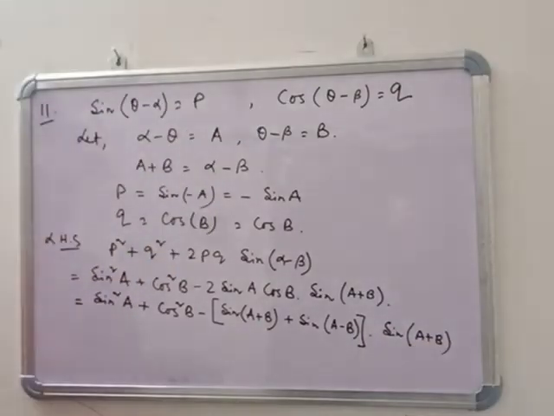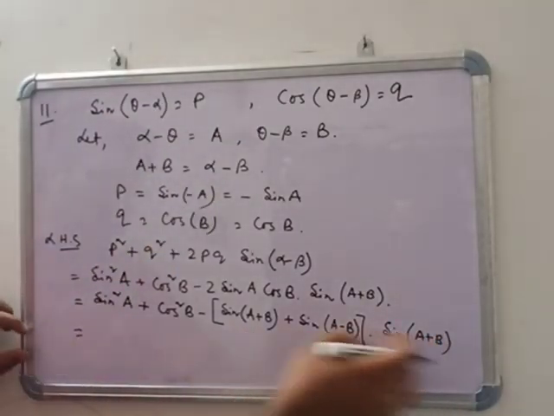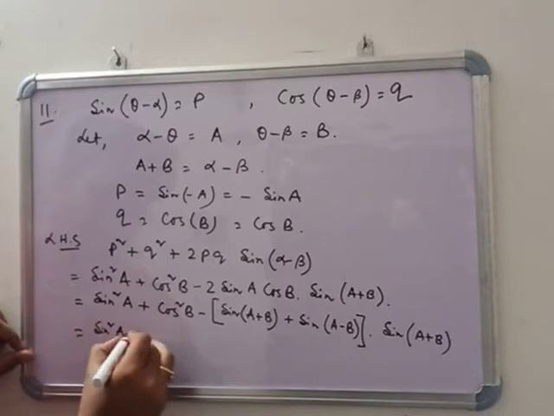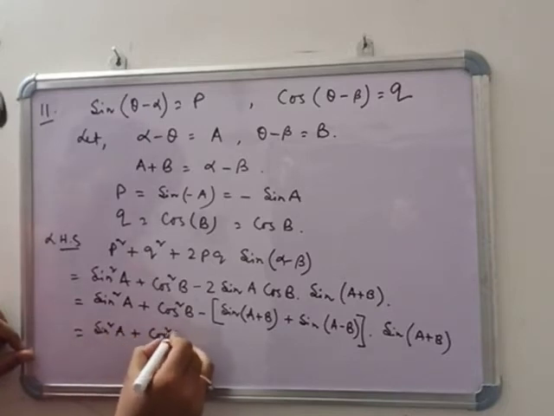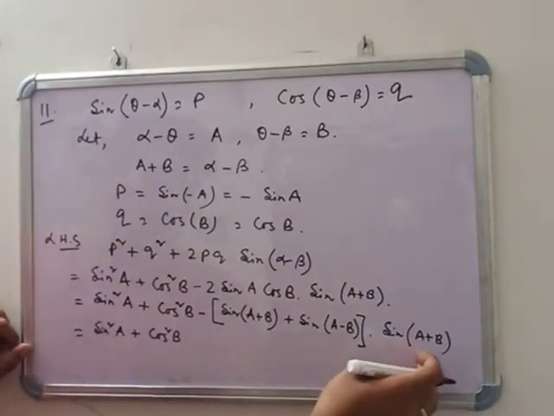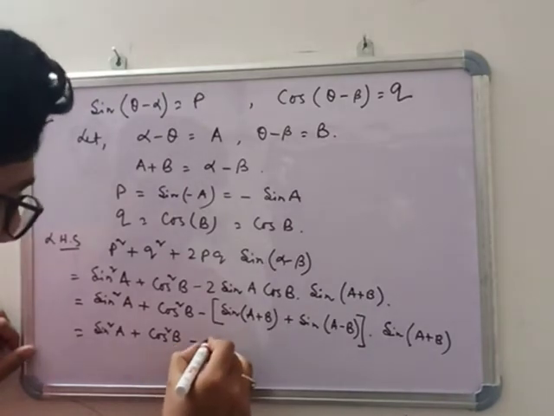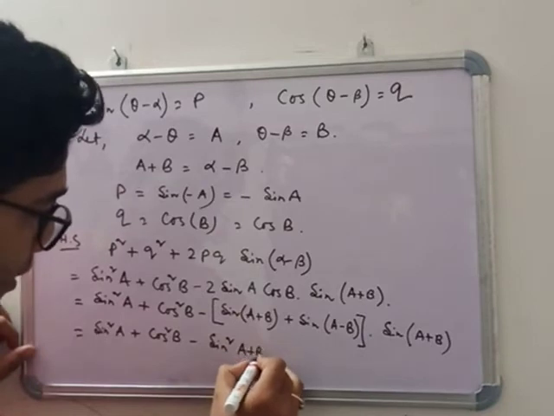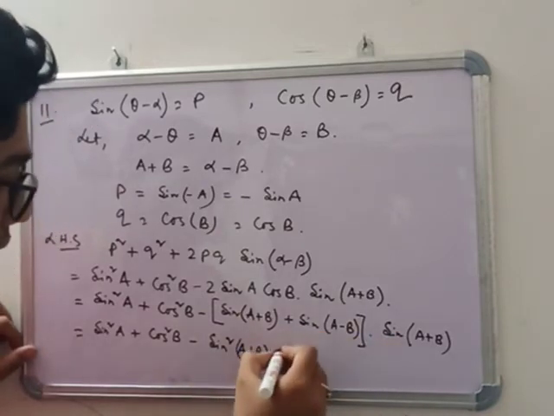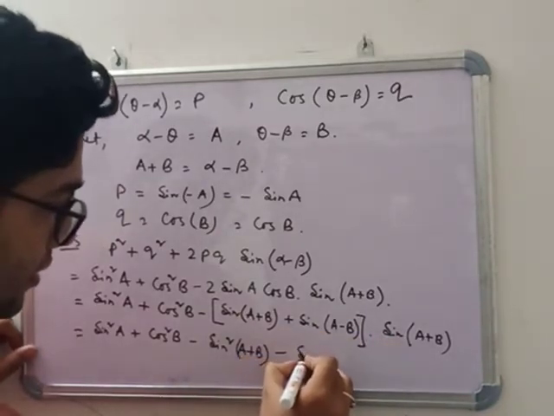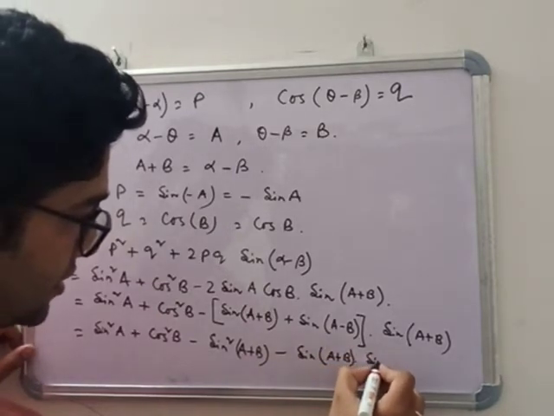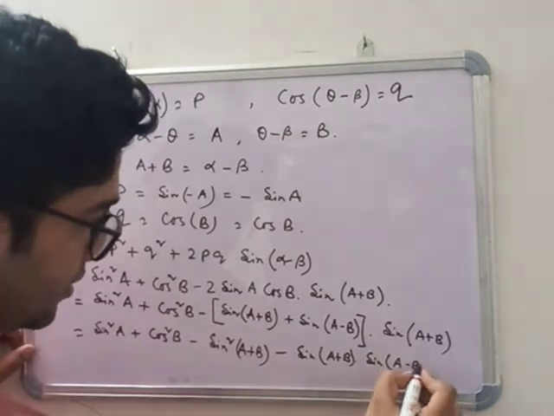Okay. So now if we open it, so we can write sine square A plus cos square B minus sine square A plus B minus sine of A plus B into sine of A minus B.